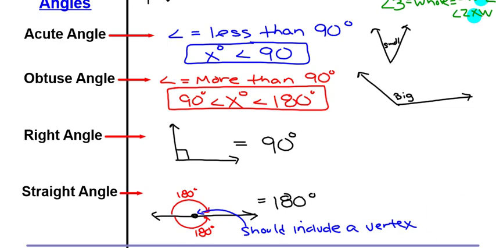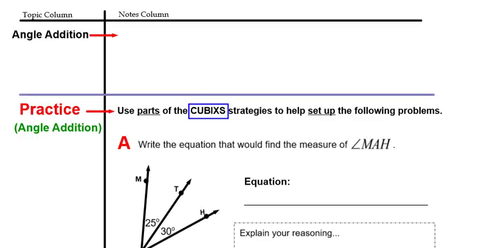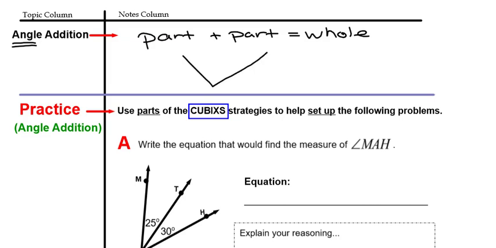All right. Let's pause this guy right here and jump to page 2 and talk about angle addition. Angle addition is just like segment addition, except in this case we will be adding angles. It is part plus part equal to the whole. So remember that diagram that we had on the front page where we had the two angles and then we had the third angle right there?